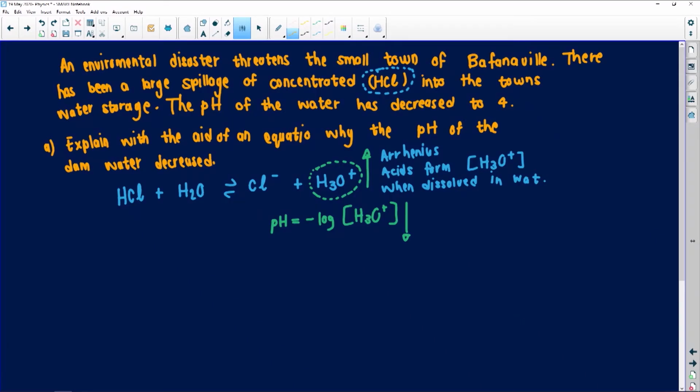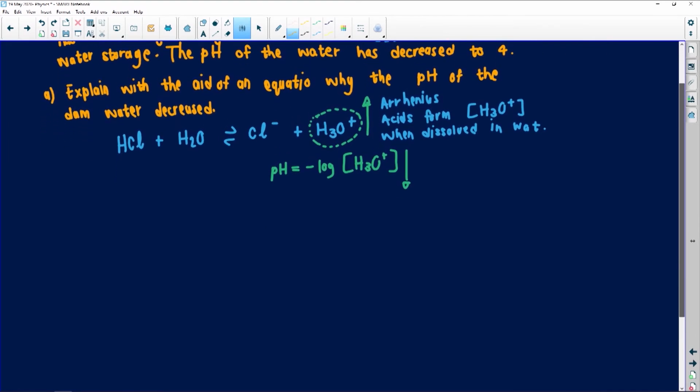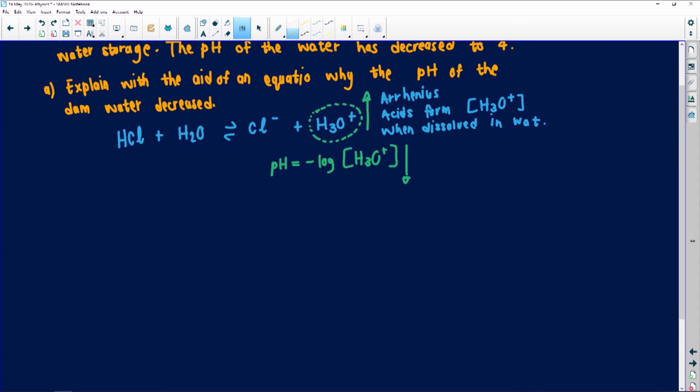An increase in that means if I have more and more of the H3O+ in the water, it will decrease the pH of the water in the dam. And how do you know this? Because if I look at Arrhenius' theory, he's the one who said acids will form H3O+ when they are dissolved in water. So that was not very tricky. That was actually for only 1 point.